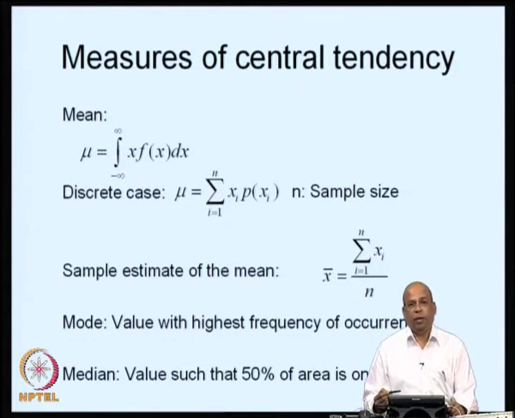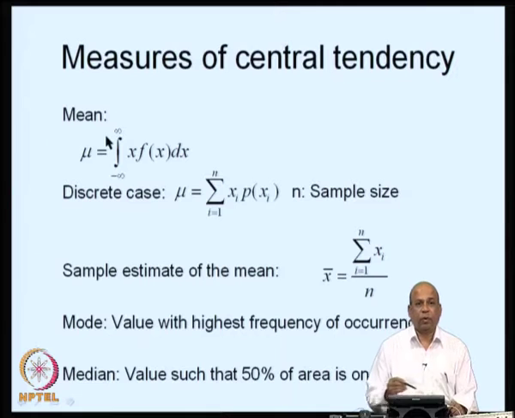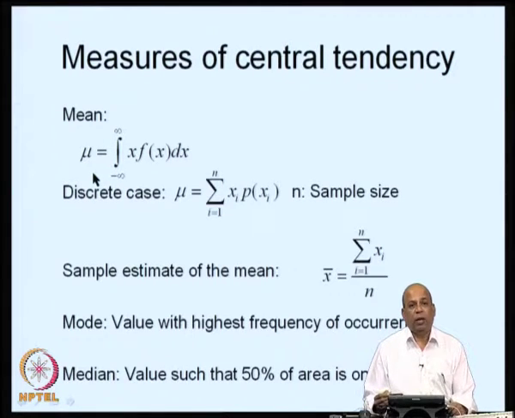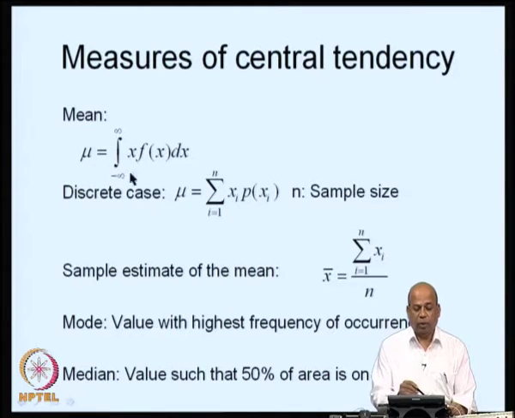So, first we define measures of central tendency, and the most important measure of central tendency is the mean, which we just defined. So, mu is given by integral minus infinity to plus infinity x f of x dx in the case of continuous random variables. In fact, this is a measure defined on the population.